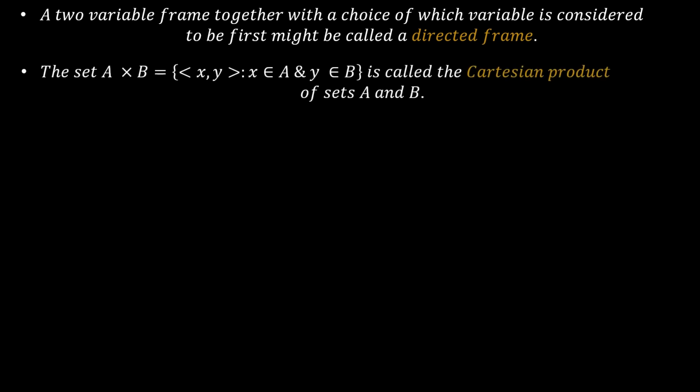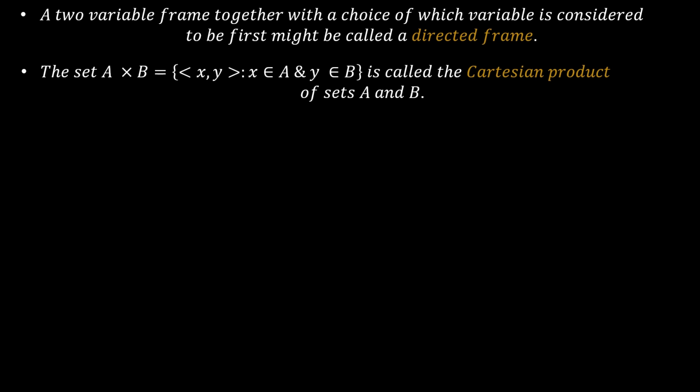There's another important concept, and that's the Cartesian product. If you have sets A and B, their Cartesian product is the set of ordered pairs (x, y) for which x is a member of A and y is a member of B. For example, if set A is 1, 2, 3 and set B is 4, 5, 6, then the Cartesian product of those two sets is the ordered pairs (1, 4), (1, 5), (1, 6), (2, 4), (2, 5), (2, 6), (3, 4), (3, 5), and (3, 6). So that is the Cartesian product.